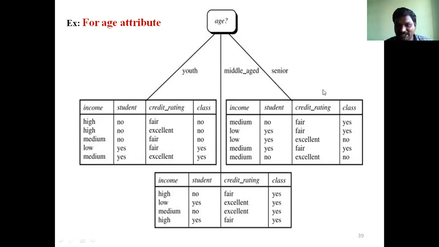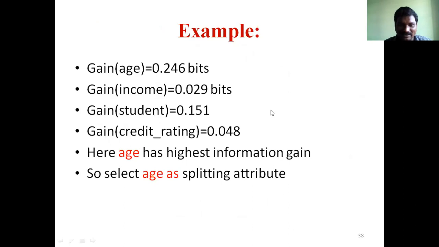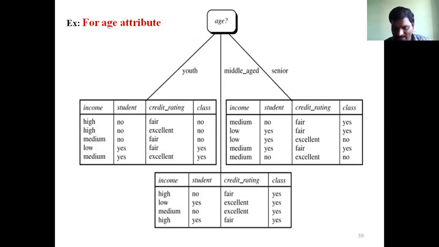If it comes to the senior, what is the senior information? We are taking the next information gain. Here for the senior: age over, student over, next income. We are taking the income value. Income is low, income is high, and then you have to calculate credit rating also. In this way you will be dividing the data.